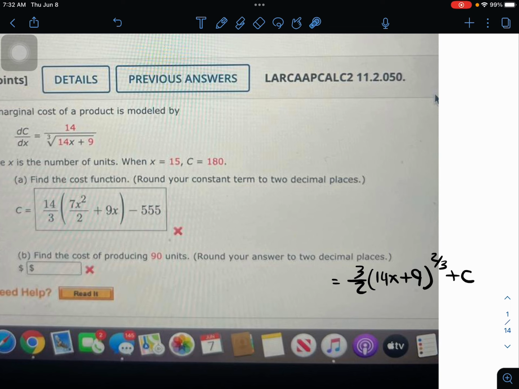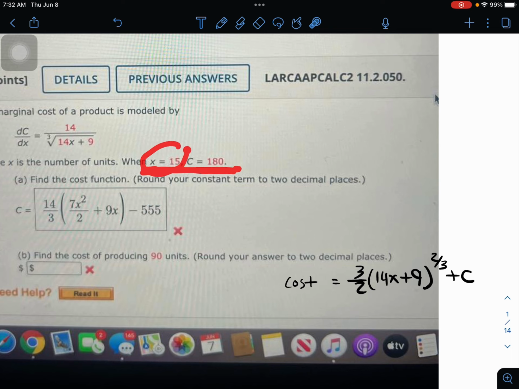Okay, we're almost there. We got this by doing integration. And like I said, this c here, and by the way, that is the cost function. Well, it's almost a cost function. We've got to figure out what number that c is equal to. When we find out what number that c is equal to, we will then have our cost function. We can do that because look right here, they give us more information.